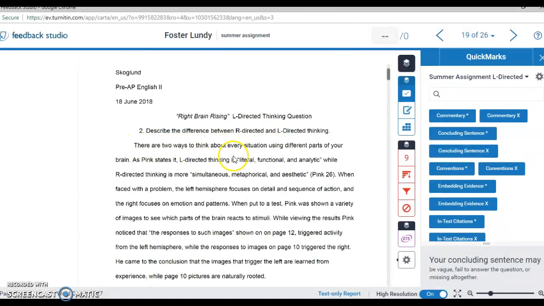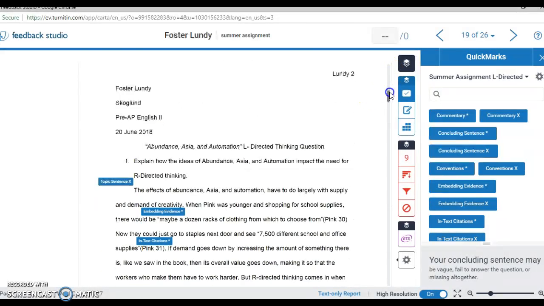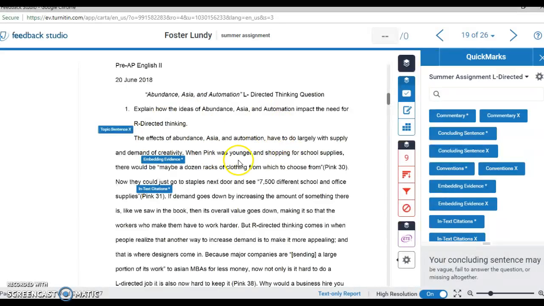I noticed that in other paragraphs as well. So this is like, what's the difference between R and L directed thinking? And you just kind of say there's two different ways to think using your brain, which doesn't explicitly tell me the difference. So I think you're on the right track. You just maybe need to work on being a little more specific in answering that question, okay?